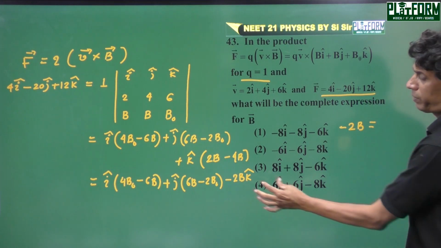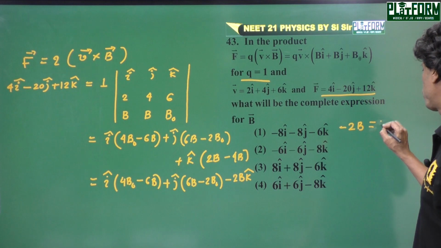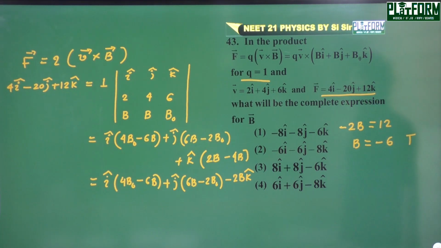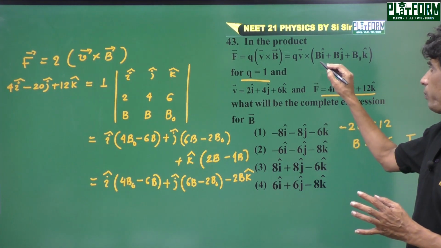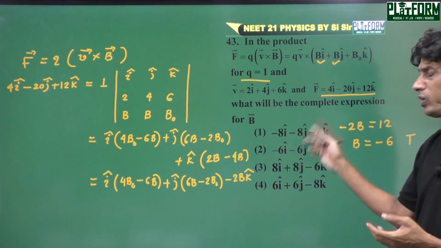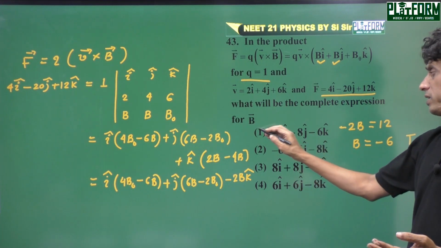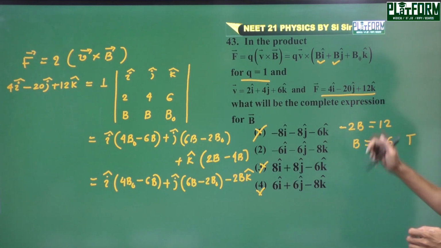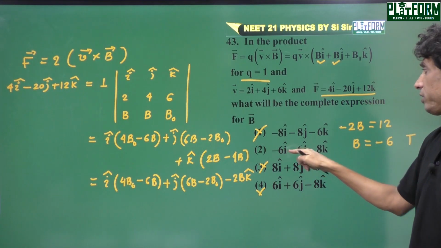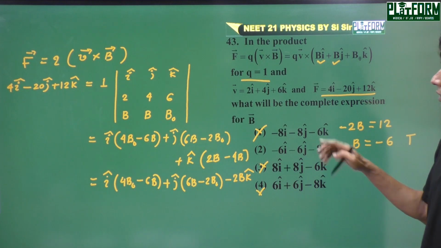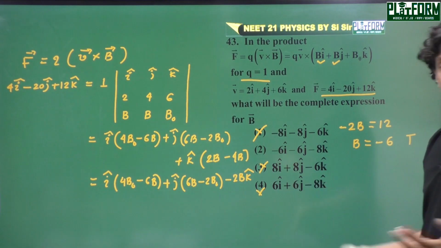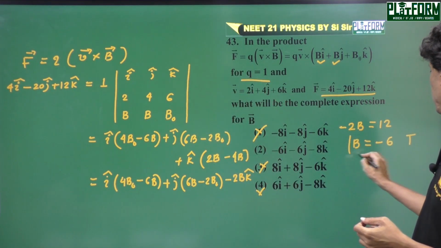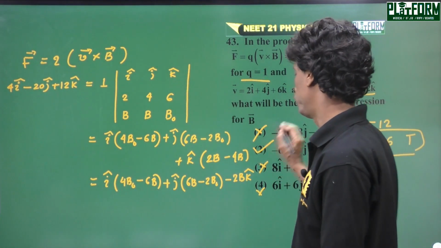If we compare minus 2b k cap with the 12 k cap, minus 2b is equal to 12 and the value of b is equal to minus 6 Tesla. So just by finding out the value of b, that is minus 6, only one option is given, minus 6. Minus 8 is not right, plus 8 is also not right, plus 6 is also not right, because the value of b is minus 6. If we put minus 6 here, the magnetic field will be minus 6 I cap minus 6 j cap, and it is not necessary to check the value of b naught, because just by comparing the k component coefficient of the k cap, we already calculated the value of b is equal to minus 6. So the right option here is 2. Next problem.